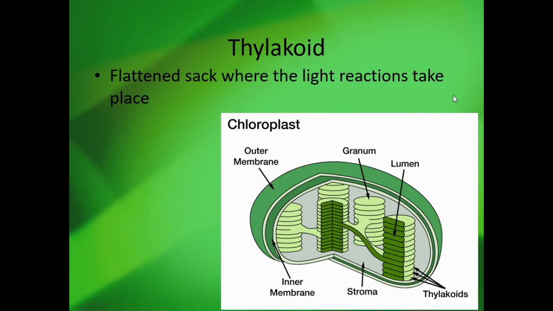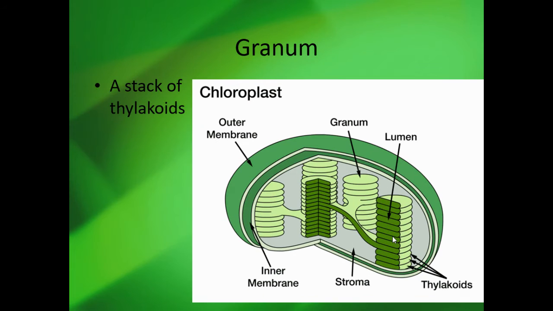And everything's marked there. You see the chloroplast, there's an outer membrane, an inner membrane, the lumen, stroma, granum, thylakoid. So each one of these individual little discs is a thylakoid. The lumen is basically the inside of a thylakoid. It's kind of like that gushy stuff. Like we have a cytoplasm, that's the lumen. A granum is a whole stack of thylakoids.